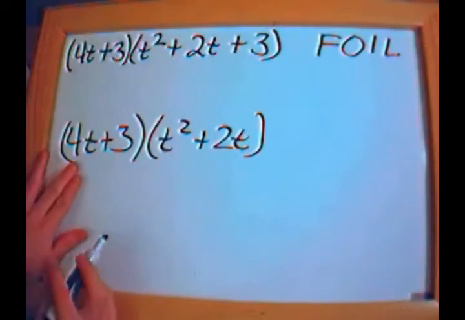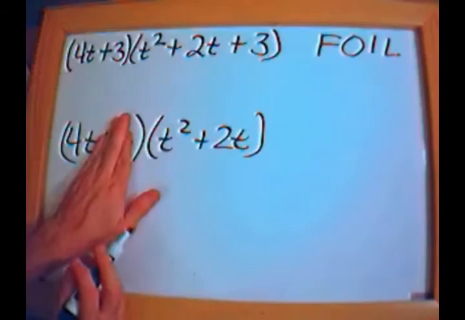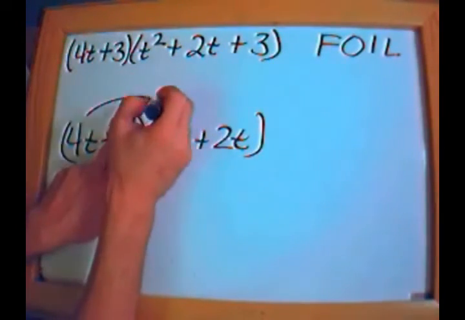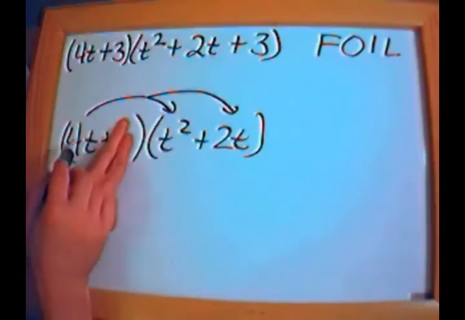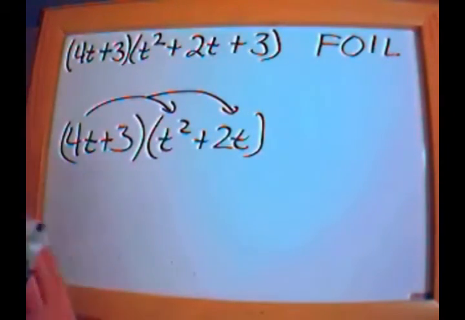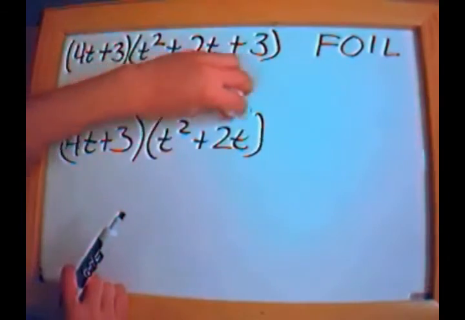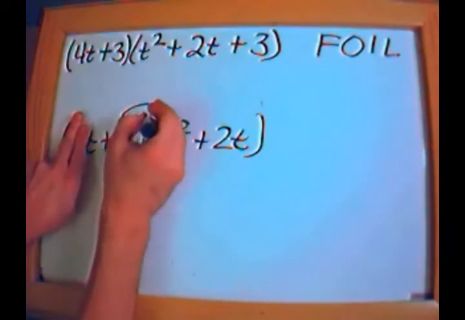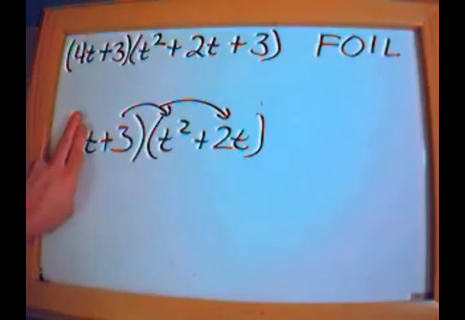When I'm doing this, all I'm doing is taking the 3 out of the equation temporarily, and I'm distributing the 4t into both terms. That's going to be 4t times t squared plus 4t times 2t. That's kind of like one distributive property, okay? And then I write that down. And then I add to that, I cover up the 4t, and then I distribute the 3 into both cases.